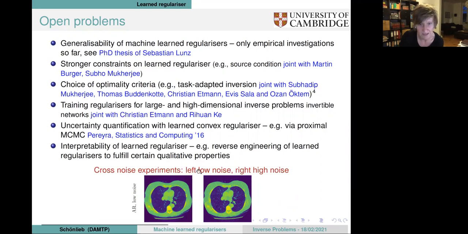Here you see the other way around, and this is where it doesn't work so well. If you train it on low noise and then apply it on high noise, this is maybe also natural that this wouldn't work so well. Okay, so these are just a few experiments. I think I don't have more now, but then a few other things.